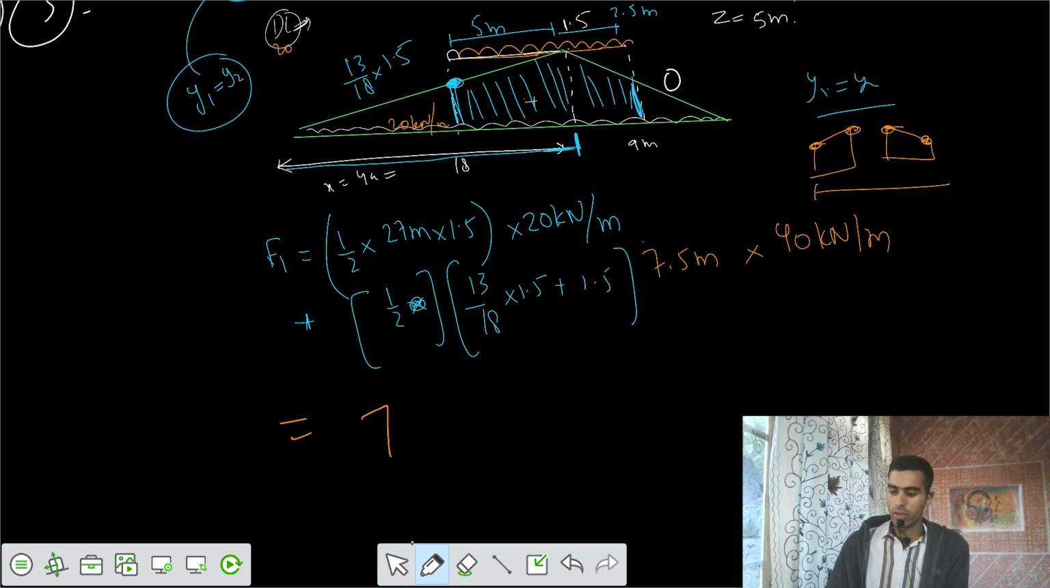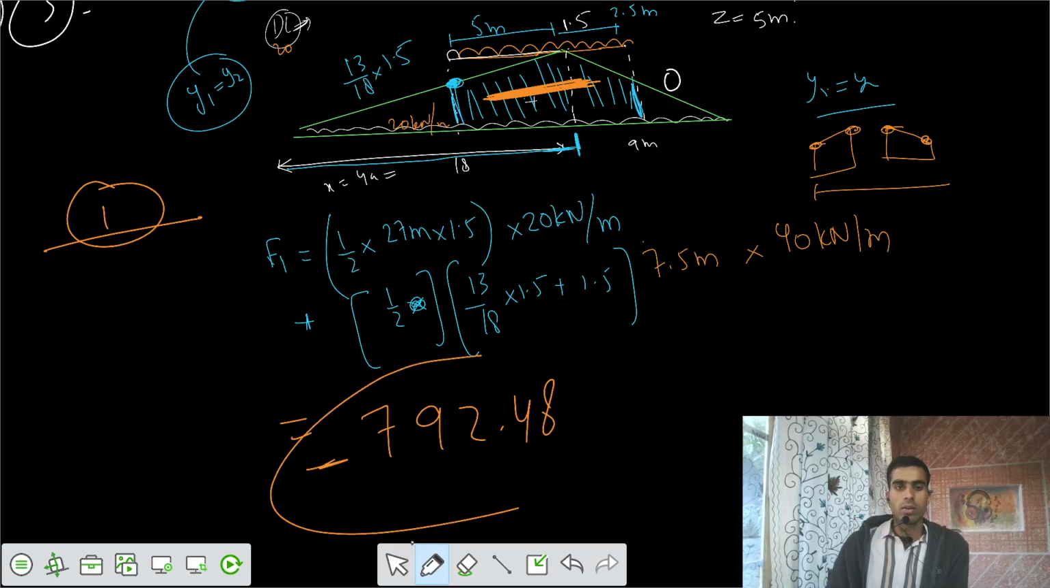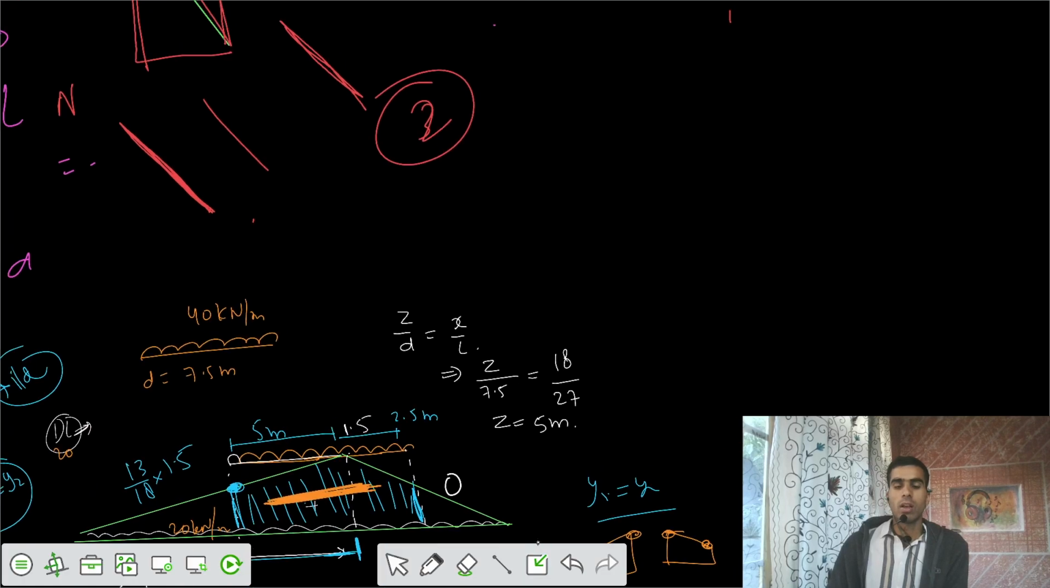Finally you got a value of 792.48. Because the diagram was negative for the first case, it was a top chord member. Member 1 was a top chord member, so negative. Finally this amount of kilonewton compressive. So this is the design force for this member.